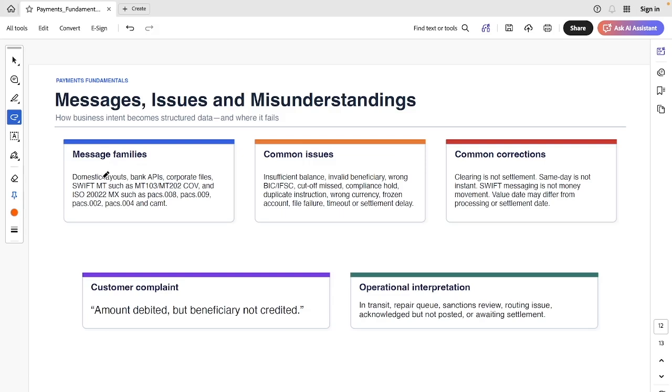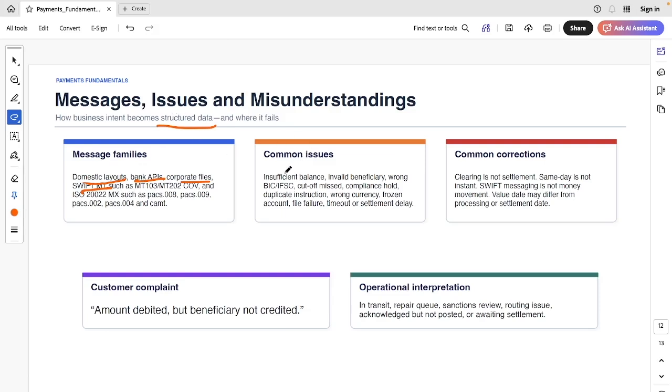This slide explains how business intent becomes structured data and where things can fail. When a customer says pay this person, the bank cannot just send that as a casual sentence. It must convert the business intention to structured data, maybe a domestic layout, a bank API payload, a corporate file, a SWIFT MT format or MX format. In simple words, payment methods are like standard forms.